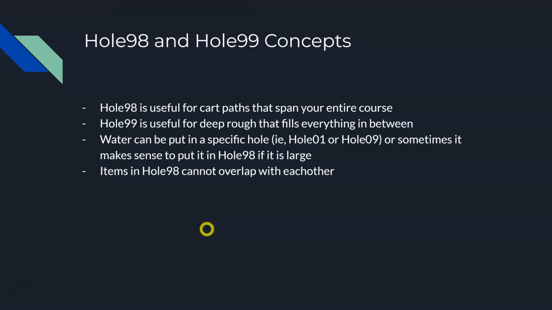Items in these holes, 98 and 99, cannot overlap with each other, so they have to be very distinct. You can't have a cart path touching a water body that's in hole 98. They have to be completely separate. There are ways to work around that, but those are more advanced topics.